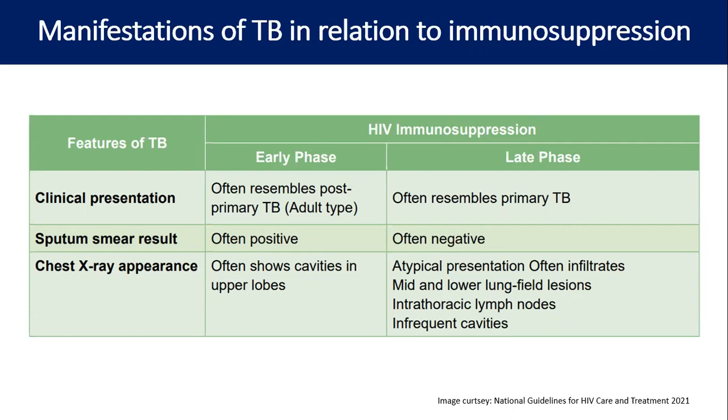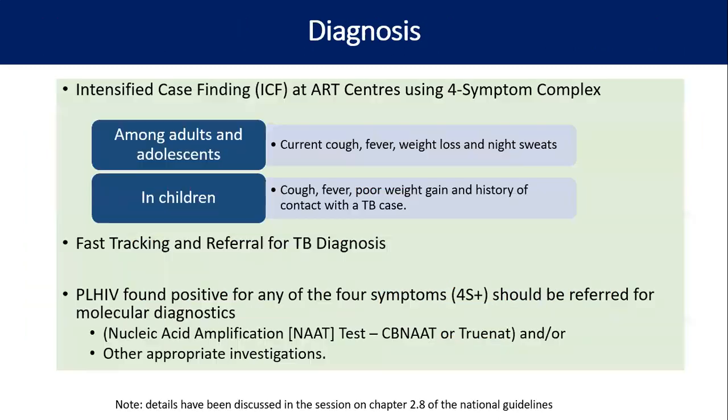Sputum smear result is mostly positive in the early phase of immunosuppression, but it is mostly negative in the late phase of immunosuppression. And chest X-ray appearance is similar to that of a normal adult affected with tuberculosis. That is, it shows cavities and more upper lobe predilection. But in the late phase of immune suppression, there is atypical presentation. Often there are infiltrates in the mid or lower lung fields, and thoracic lymph nodes are also common, but cavities are very infrequent.